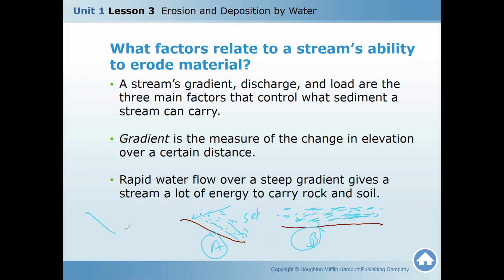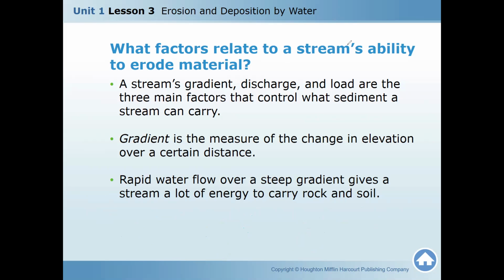For example, girls, when you go on a steep ride, you fall faster here rather than on a ride which is flat like this. You'll be staying in the same position. But here, because of the slide and gravity, it pulls you down faster. So that's why rapid water flow over a steep gradient gives a stream a lot of energy to carry. Here they carry a lot of rock and soil because it can fall faster down. Understood the meaning of gradient? Yes.